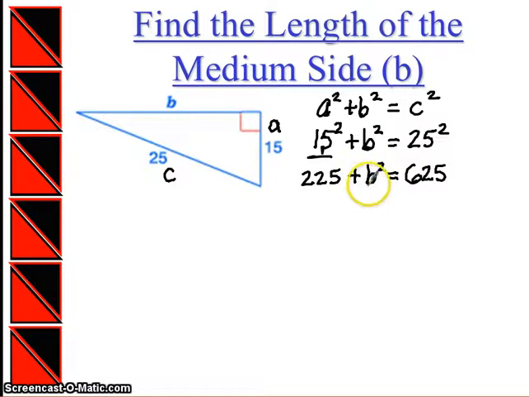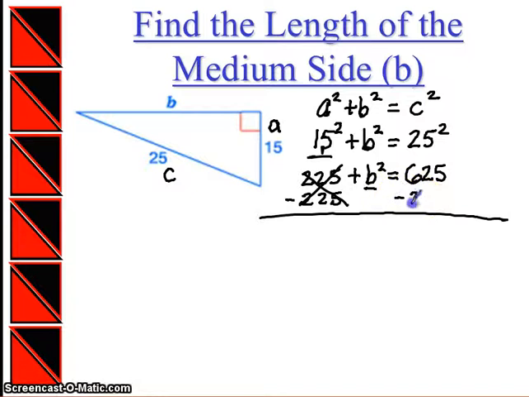Now, our goal is to isolate b, to figure out what just the b is. But you can see that it says 225 with it on that left side of the equation. So we need to subtract 225 so that we can cross out the 225, since 225 minus 225 makes 0. But what we do to one side, we have to do to the other. So we're going to have to take away 225 from this side as well. That leaves us with b squared equals 400.